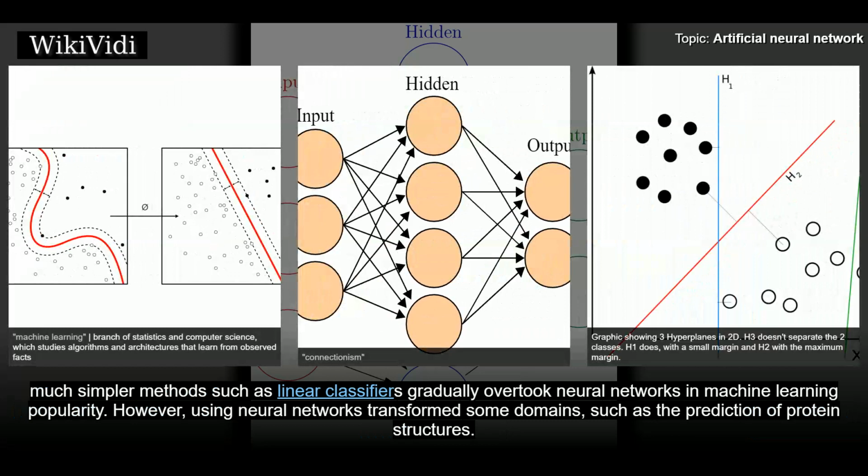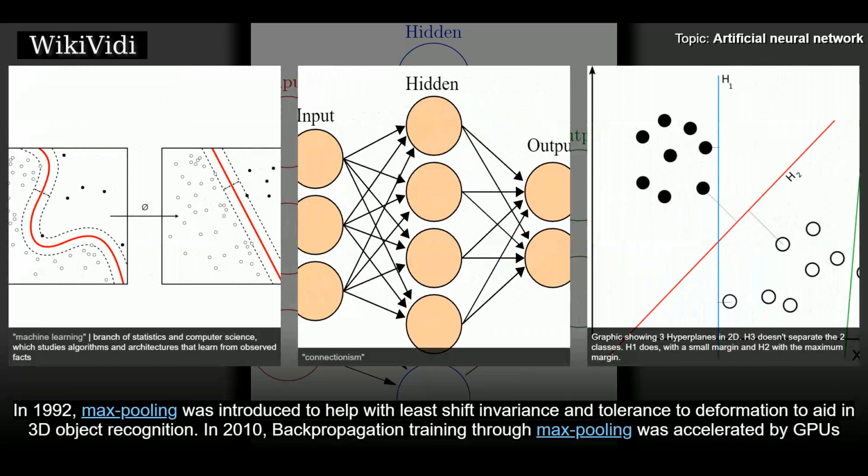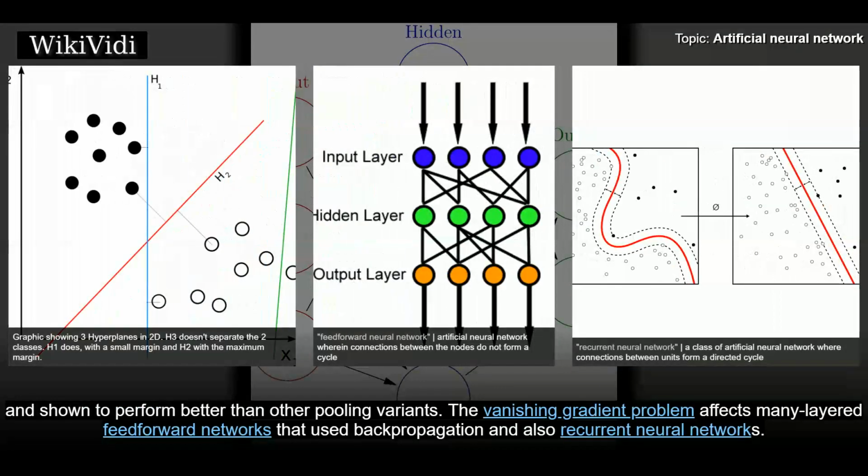However, using neural networks transformed some domains, such as the prediction of protein structures. In 1992, max pooling was introduced to help with least shift invariance and tolerance to deformation to aid in 3D object recognition. In 2010, backpropagation training through max pooling was accelerated by GPUs and shown to perform better than other pooling variants.